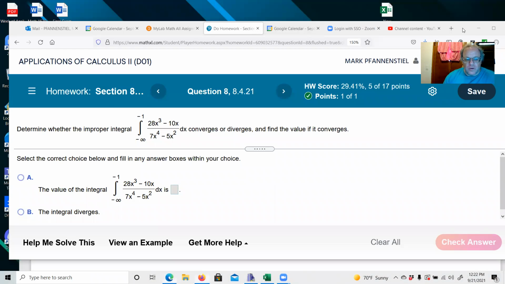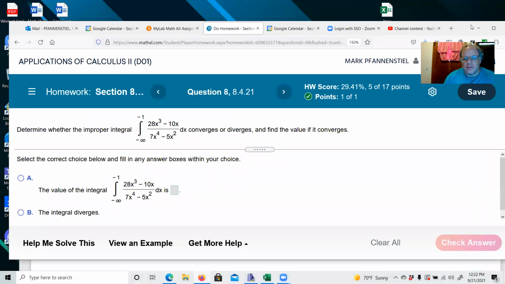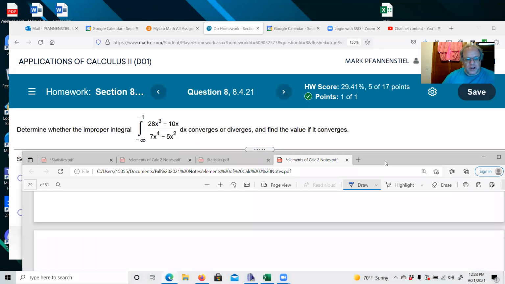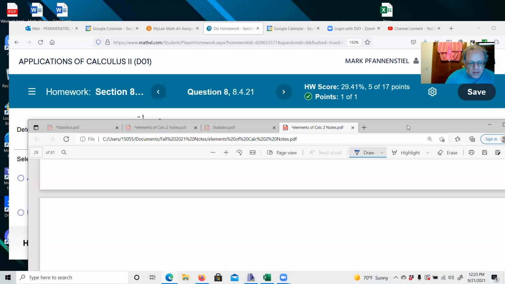All right, so let's go ahead and have a look. Let's write the problem down. So we're going to go from negative infinity to negative 1.